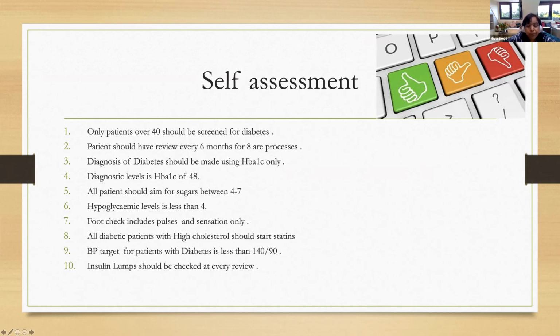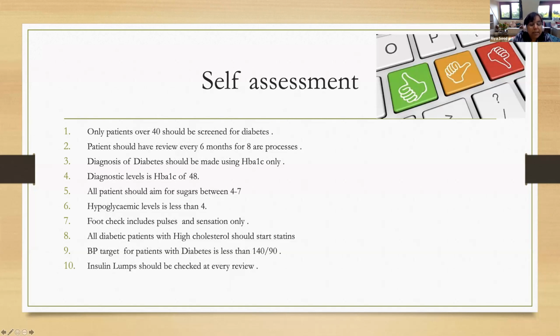HbA1c only. So when you diagnose a patient, it's saying that you should use HbA1c, so true or false. Diagnostic level is HbA1c of 48. So when you make a diagnosis of diabetes, the cutoff is 48. Then the next question is about blood sugars. All patients should aim for sugars between 4 and 7. So when you have a patient with diabetes, if they ask you what should be my levels, you tell them actually it should be 4 to 7 for everyone.